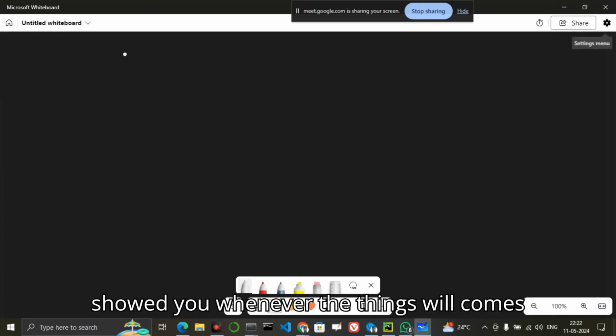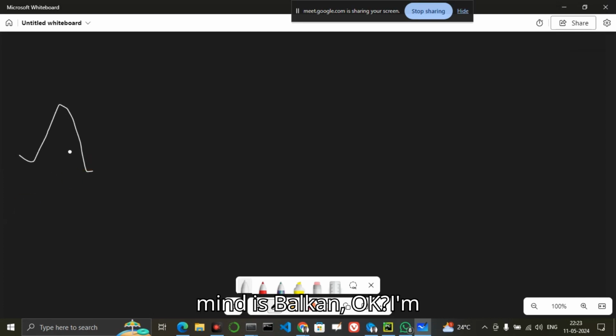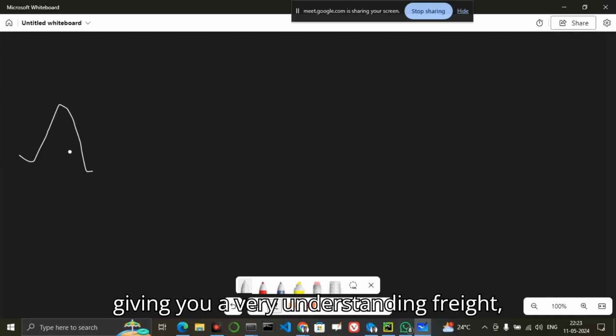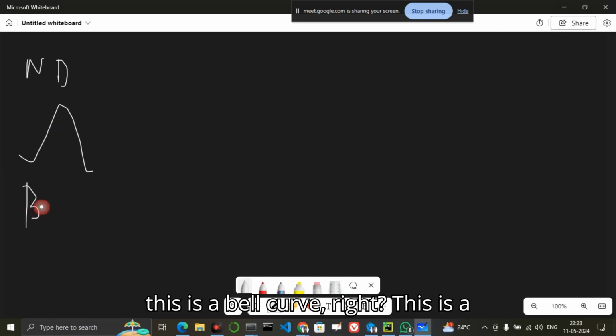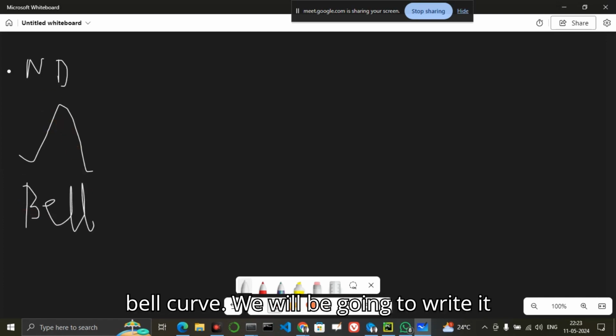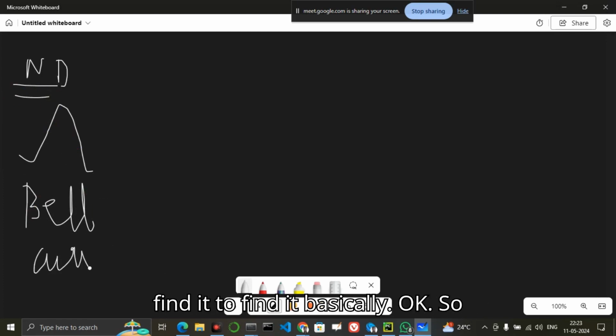Whenever normal distribution comes to your mind, the first thing that should come to your mind is the bell curve. I'm giving you a very quick understanding, folks, so this might help you in interviews or any sort of stuff, basically. So whenever it comes to the normal distribution, understand it is a bell curve. This is a bell curve, right? We will write it as normal distribution itself. Understand it is a bell curve.